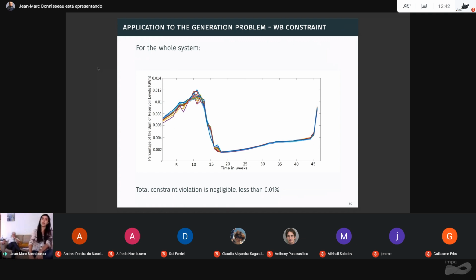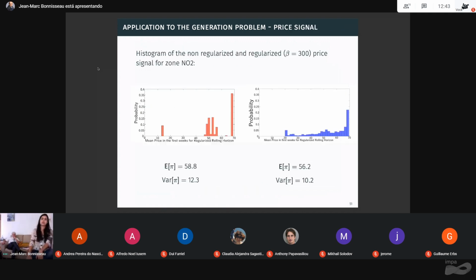For the whole system, we have the same behavior, and the total constraint violation is negligible and less than 0.01% at maximum. So about the price signals, here we choose beta equals 300, using the procedure I have already presented, for zone NO2, sorry.